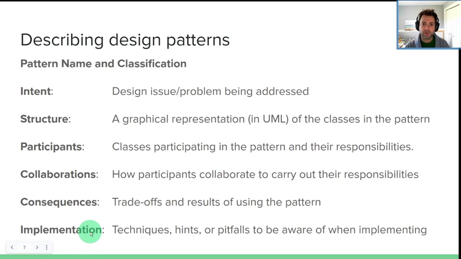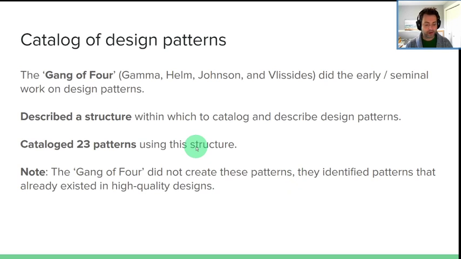Then provide an implementation. So here is some sample code. Here are some hints to get going. Maybe here are some common problems that people have experienced when trying to implement this pattern. So these bolded line items that you see here are basically templates, column headers that would be filled out for each design pattern, as well as sample code. Forgot one.